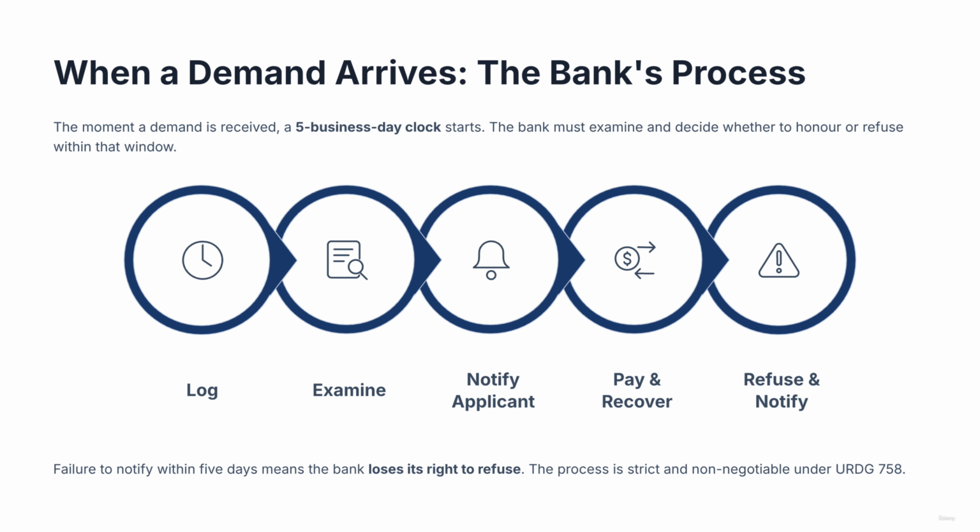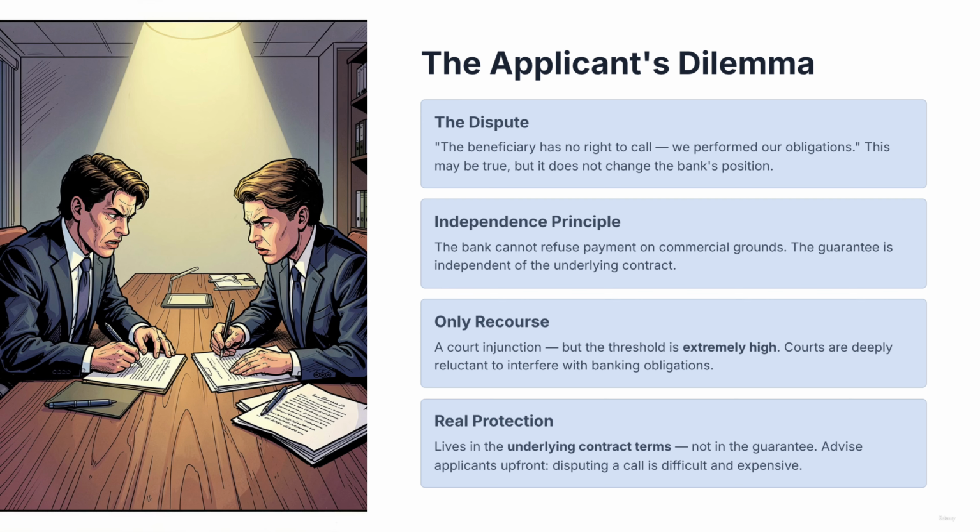Step 3. Notify the applicant without delay. The applicant has a right to know a demand has been made, and in many cases, they will have information relevant to how the bank should respond. Step 4. If the demand complies, the bank pays and immediately seeks reimbursement from the applicant or, in a counter-guarantee structure, from the counter-guarantor. Step 5. If the demand does not comply, the bank notifies the presenter within the 5-day window, stating clearly the reason for non-compliance. A failure to notify within 5 days means the bank loses its right to refuse.